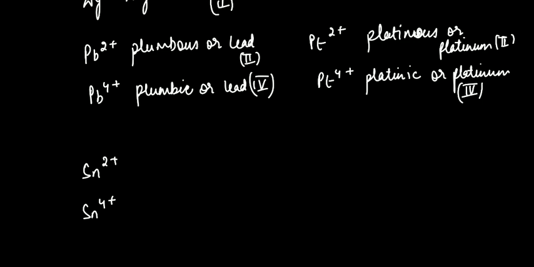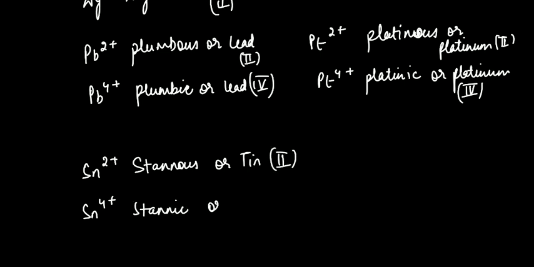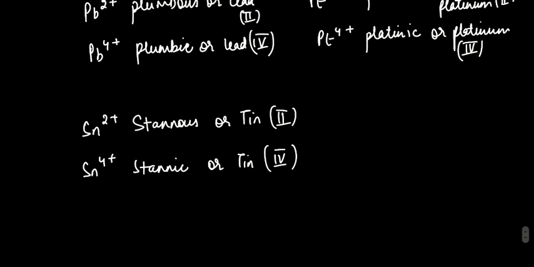Then the last one that we have is tin. The Latin term for tin is stannum. So it will be stannous, or we can write tin with the Roman numeral 2, stannic, tin with the Roman numeral 4. So this is what we have completed for single element ions.